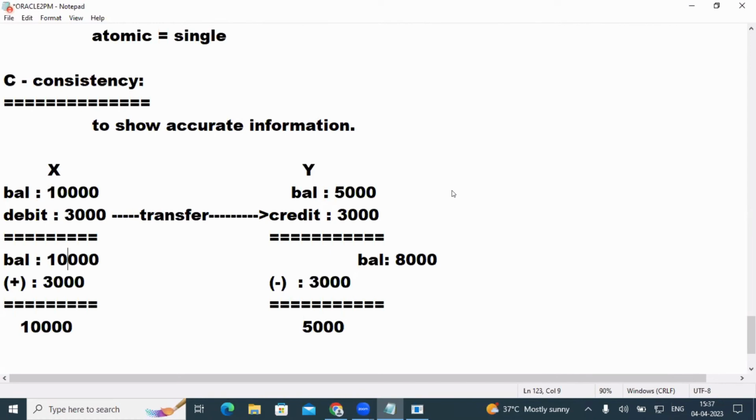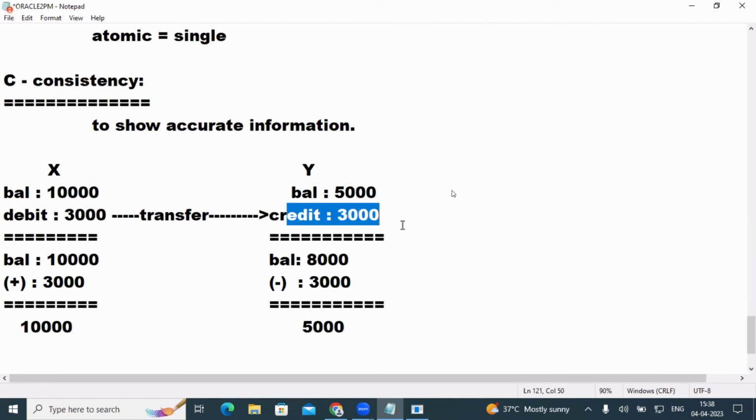You transferred, your debit amount is 3,000. The 3,000 successfully credited into which customer? Y customer. Y customer credited successfully. He was telling that, okay, Mr. X, I received your 3,000 rupees amount. I got a message. So the receiver received. His balance is showing 8,000. Sender balance is showing 10,000.